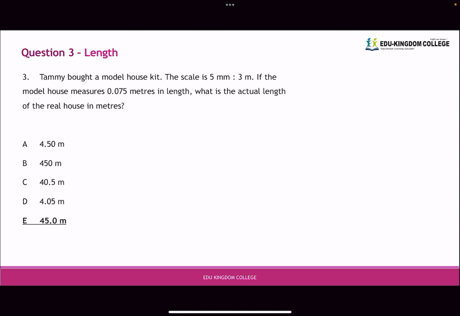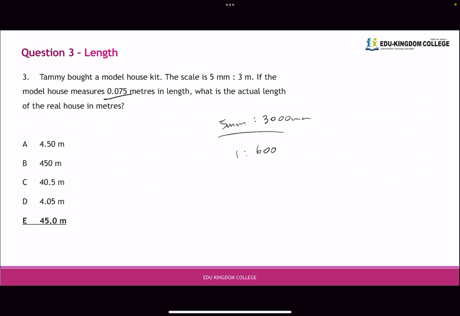All right, Tammy bought a model house kit. Scale is 5 millimeters to 3 meters. So it's 5 millimeters to 3,000 millimeters. So 3 meters is 3,000 millimeters. So it's 1 to 600 if you simplify that ratio, 1 to 600. So the model house is 600 times smaller than an actual house that size.